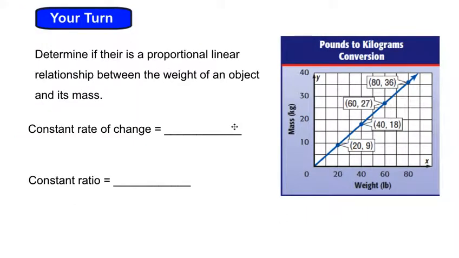Here's another example. It says, determine if there's a proportional linear relationship between the weight of an object and its mass. In this example, we're going to look at the weight in pounds versus the mass in kilograms. And we've got several data points listed here. So let's just take a look at what's going on between the y variables.